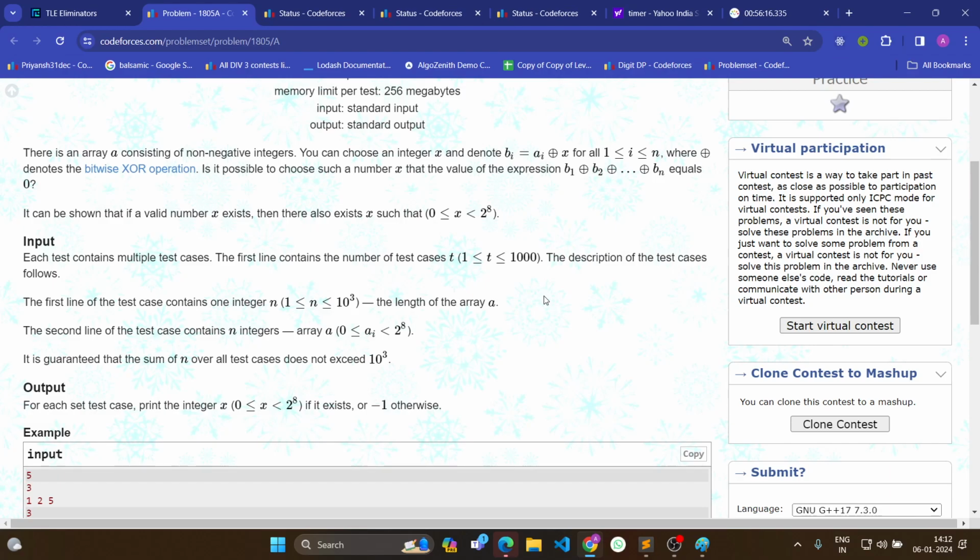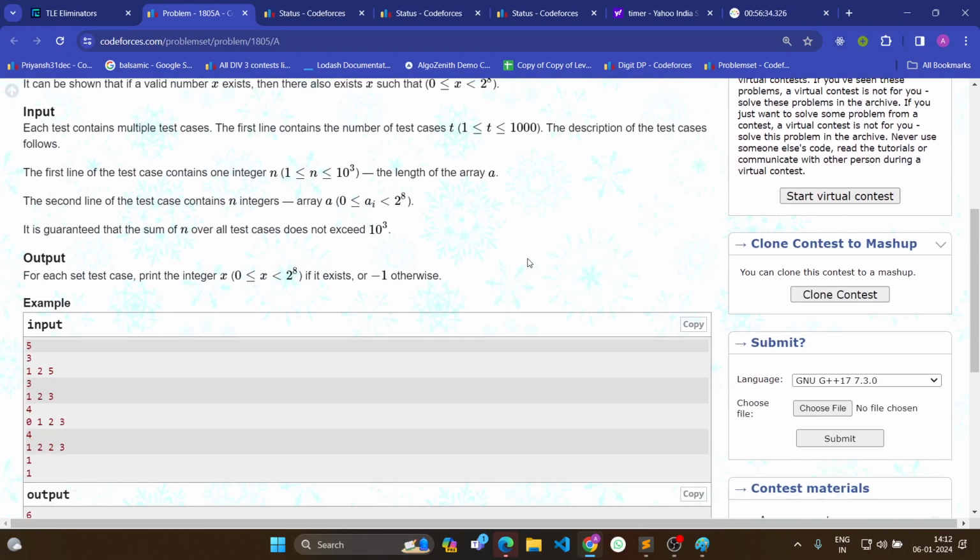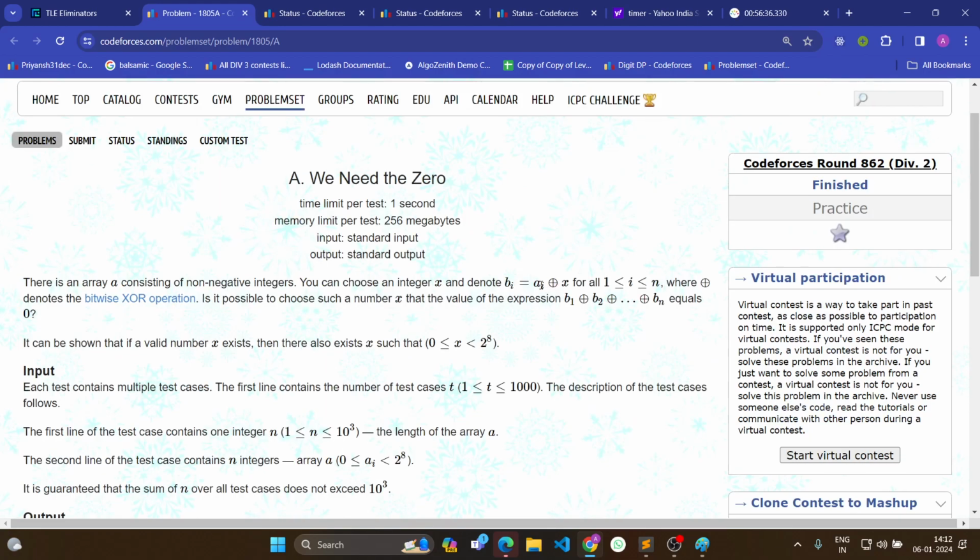It's an array of non-negative integers. You need to choose b_i equal to a_i XOR x for all i. It is possible to choose some x such that the value of the operation is equal to 0. It can be shown that such an x always exists. So for each b_i, I have to choose an x such that b_i equals a_i XOR x, and this expression evaluates to 0.